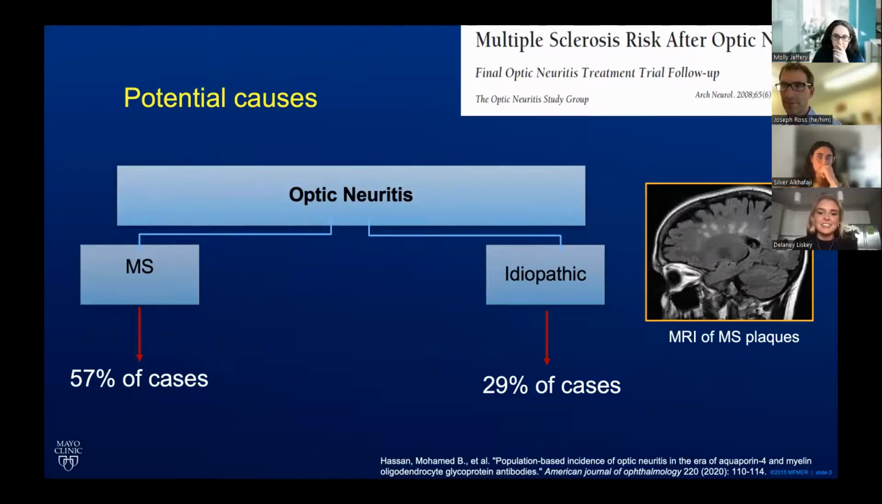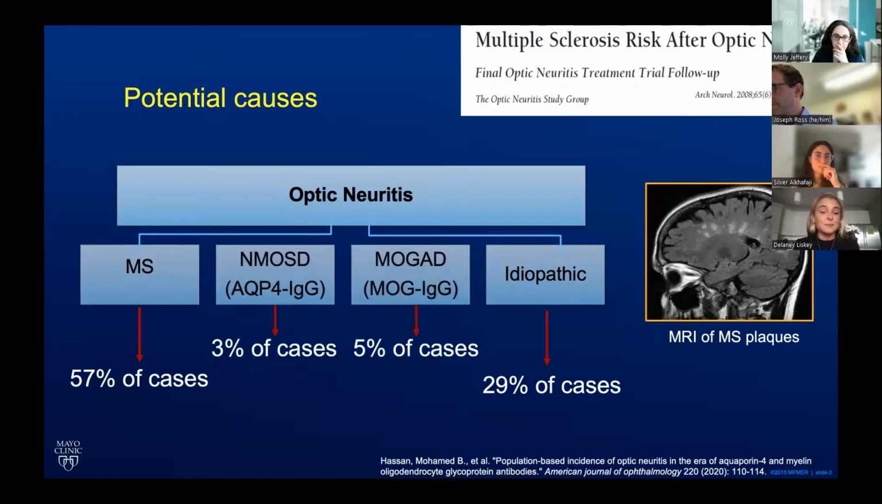And in recent years, there have been 2 recently described antibody-mediated diseases, distinct from MS, that result in similar inflammatory processes. These conditions are neuromyelitis optica spectrum disorder, or NMOSD, and myelin oligodendrocyte glycoprotein antibody disease, or MOGAD. Similar to MS, both of these conditions can result in optic neuritis as well, but they tend to cause more severe optic neuritis.